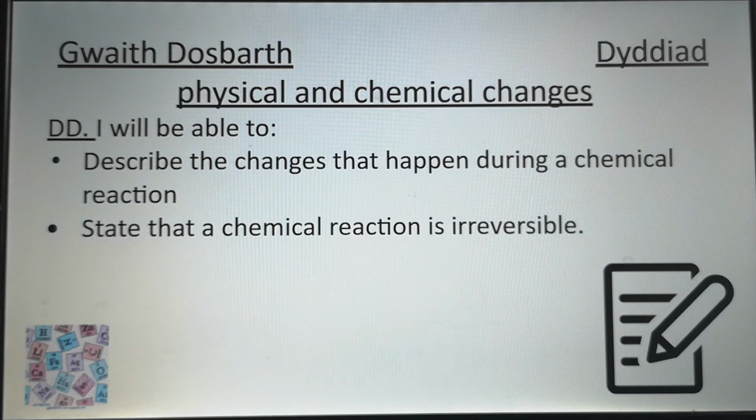So let's have a look at our learning outcomes. We are going to state that a chemical reaction is irreversible. So we're going to look at the words reversible and irreversible and see what they mean. And then once we've done that, we're going to start to describe the changes that happen during a chemical reaction. Start to identify the things that tell us that a chemical reaction is happening.